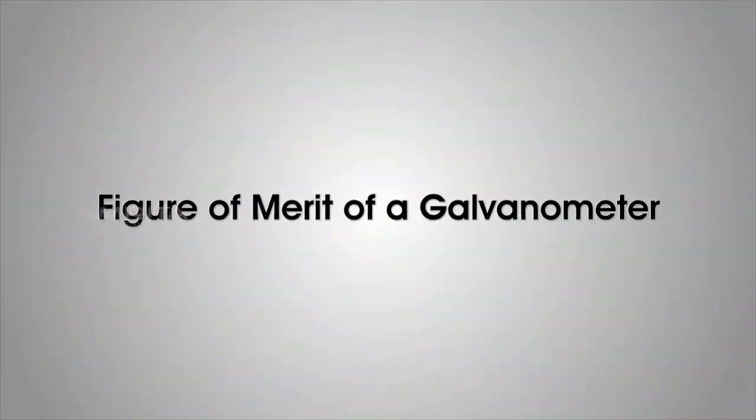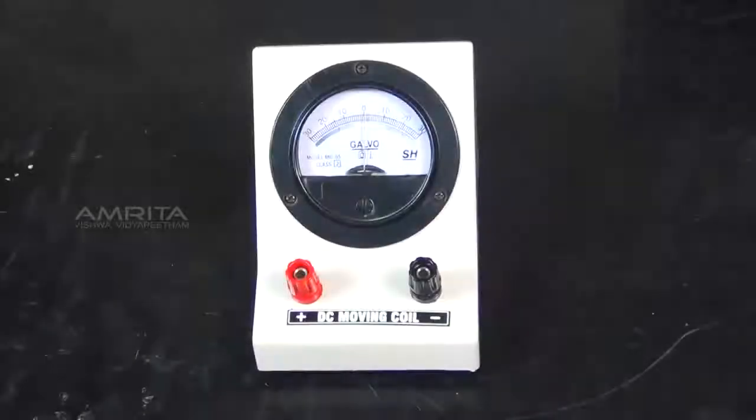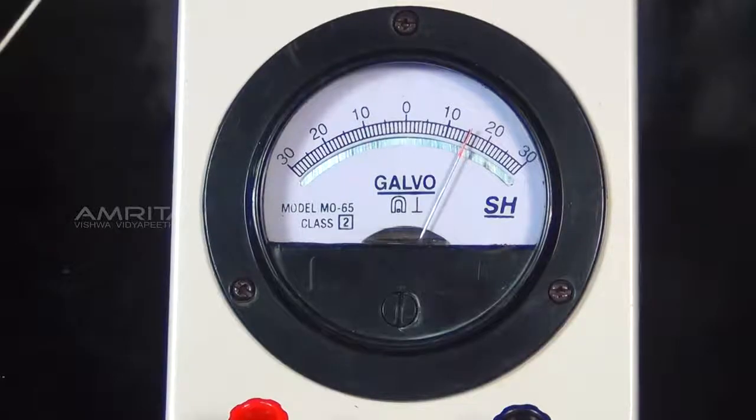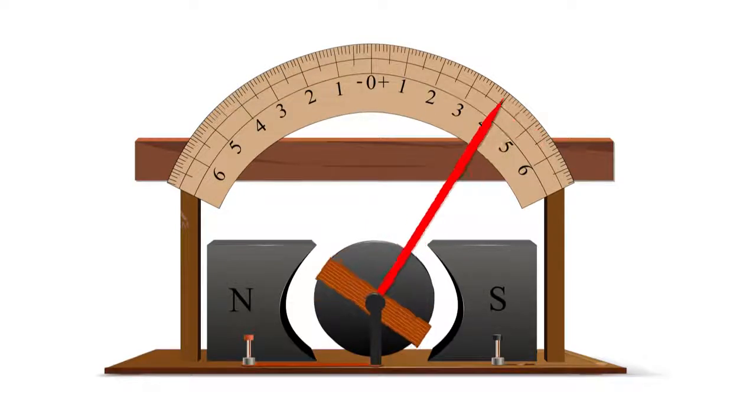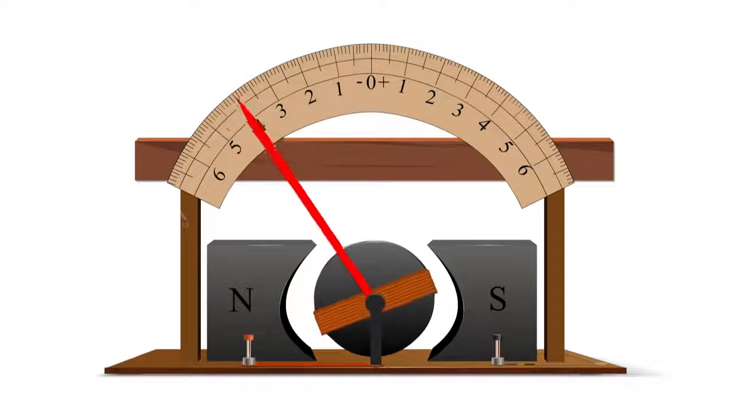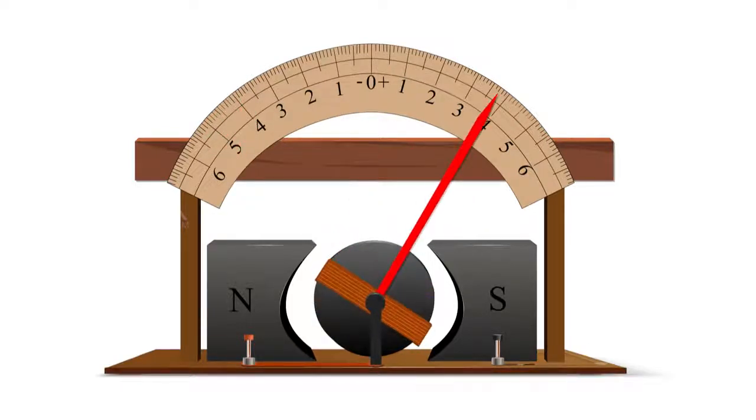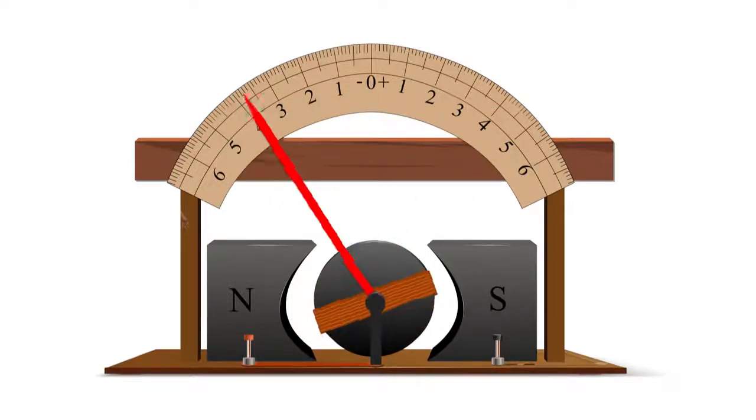Figure of merit of a galvanometer. The galvanometer is a device used to detect feeble electric currents in a circuit. It consists of a coil suspended between the poles of a powerful magnet. As current passes through the coil, it deflects. It can be detected from the deflection of the galvanometer needle.